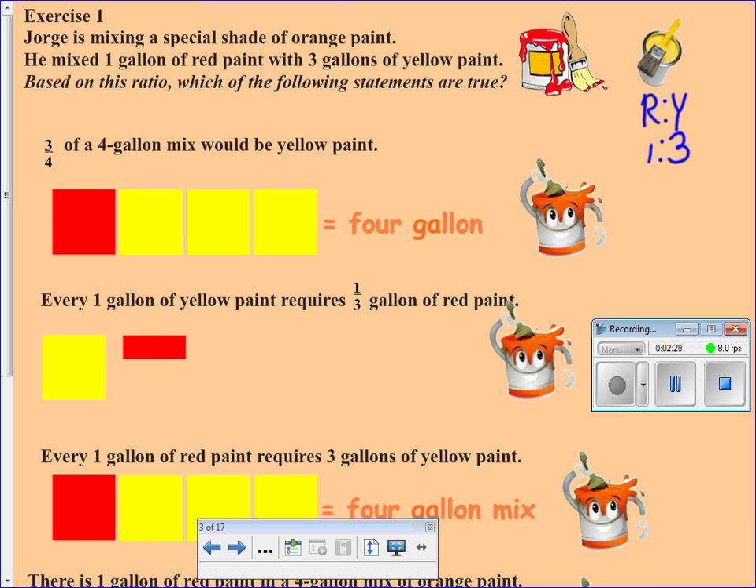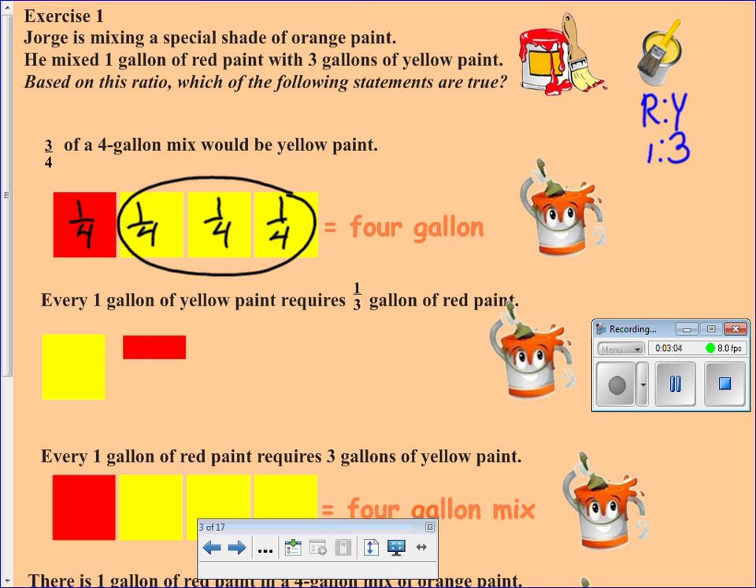I'm going to read it again. So here I have a 4-gallon jug of orange. Yes, 4 gallons. 1 gallon of red, 1 gallon of yellow, 1 gallon of yellow, 1 gallon of yellow. In this 4-gallon mix, is 3/4 of it yellow? Ready, set, vote. Some of you waited for everybody else. Don't be chicken. Take a chance. You've got nothing to lose. If you're wrong, you know what happens? I explain it. That's a good thing. So 3/4 are yellow. So this statement is true. Go ahead and write true in your notes next to the first bullet.